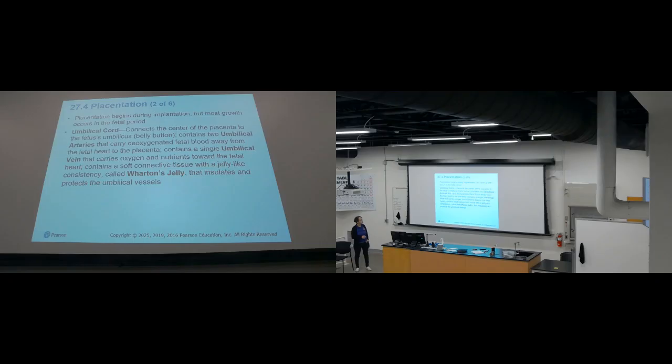Now, the umbilical cord connects the center of the placenta to the umbilicus of the fetus, or belly button, and it has two umbilical arteries and a single umbilical vein. This umbilical vein carries oxygenated blood from the placenta through the umbilical cord into the rest of the tissues of the baby, and the arteries carry away the wastes and the deoxygenated blood.